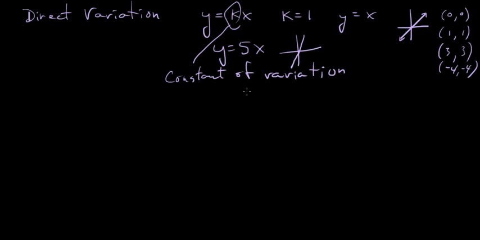In order to find k, we divide both sides by x, cancel. K equals y over x. So if we're looking for k with direct variation, it's y over x. And once we find k, we plug it in. Let's say k equals 5. Y equals 5x, and there's your direct variation equation.